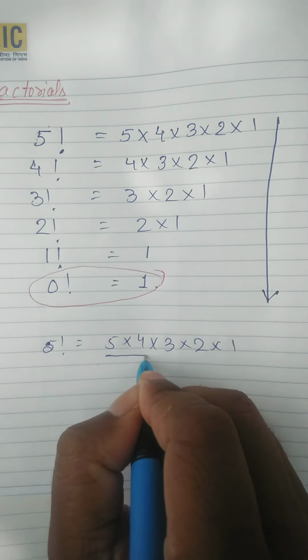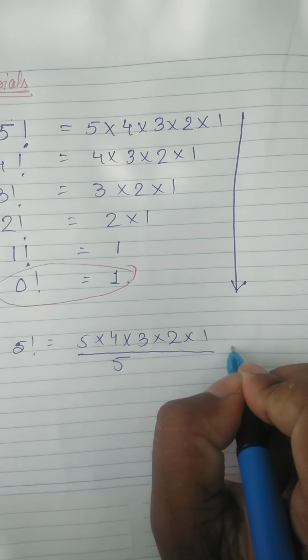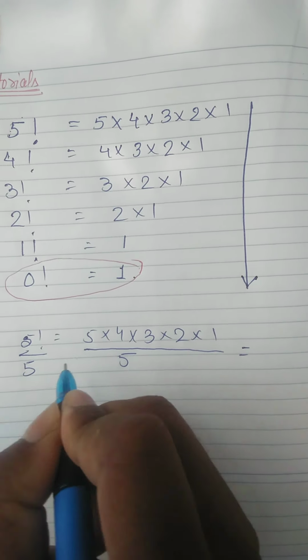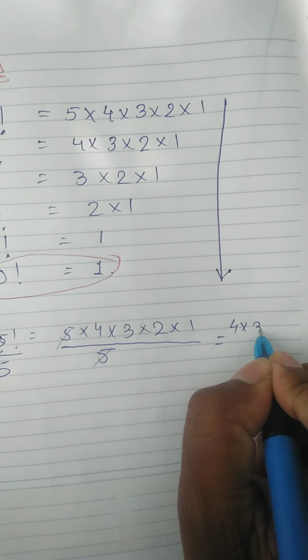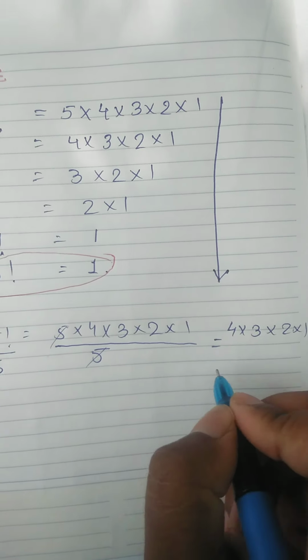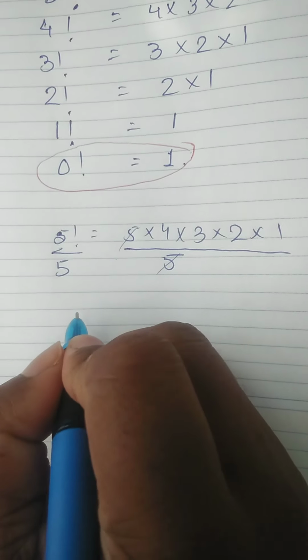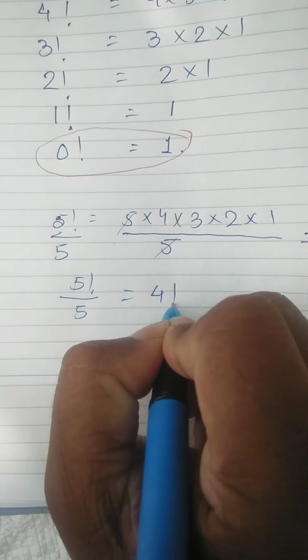If I divide this whole number by 5, that means 5 factorial divided by 5, what do I get? The 5 gets cancelled. I get 4 into 3 into 2 into 1. This is equal to 4 factorial. So what I am getting is that 5 factorial divided by 5 is equal to 4 factorial.